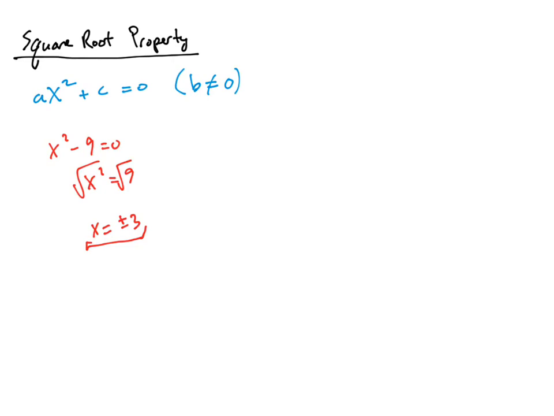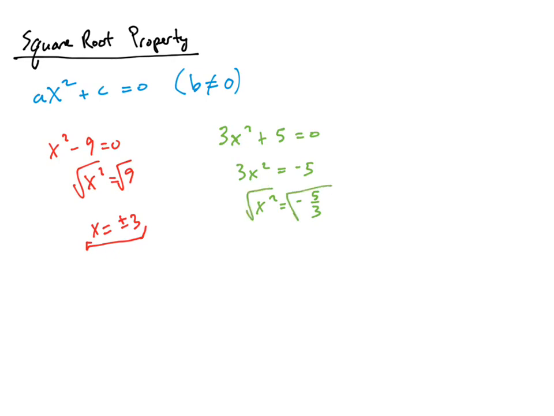Now, we may not always get something as clean as this. Let's say we have 3x squared plus 5 is equal to 0. So we're going to isolate the x squared. So 3x squared is equal to negative 5. X squared is equal to negative 5 thirds.